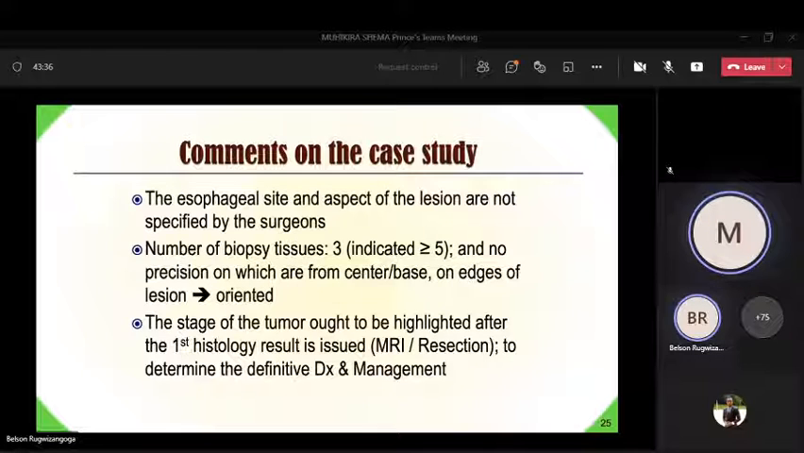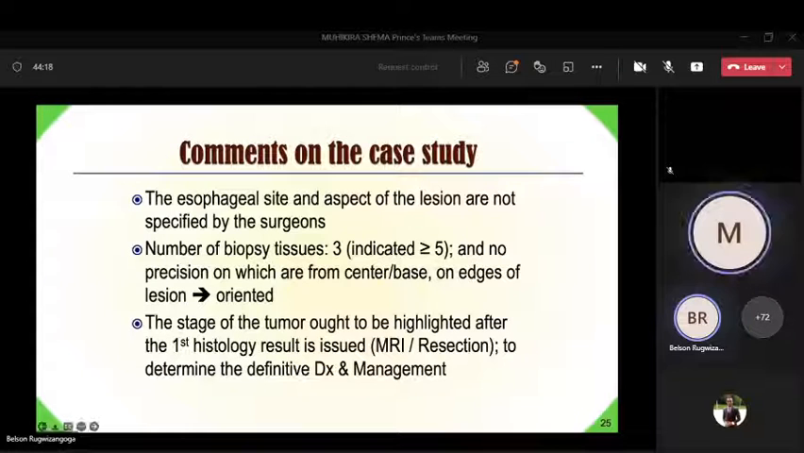So if we compare the findings in our clinical case to the literature that we have just read, the esophageal site and the aspect of the region were not specified by the surgeons, and this is a big problem, because they should say the tumor was from the upper esophagus, mid esophagus, or lower esophagus. They didn't. So this is a problem of incomplete data. As clinicians, when you take specimens or whenever you are referring your patient to another doctor, you must be as complete as possible when you give information.